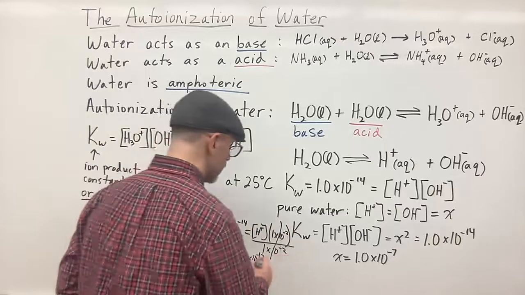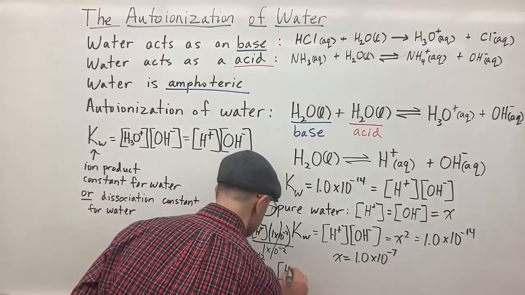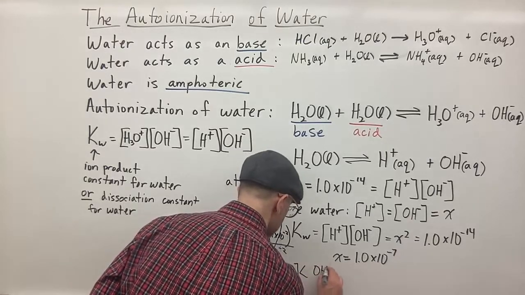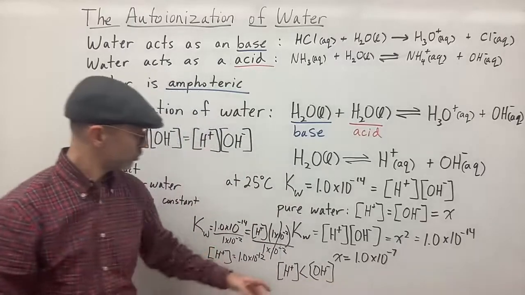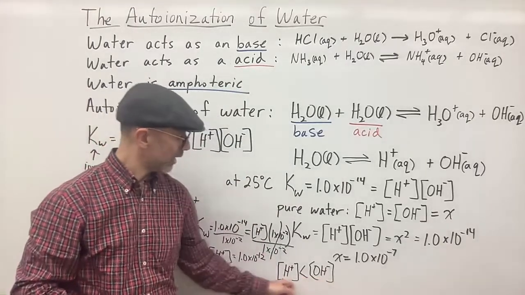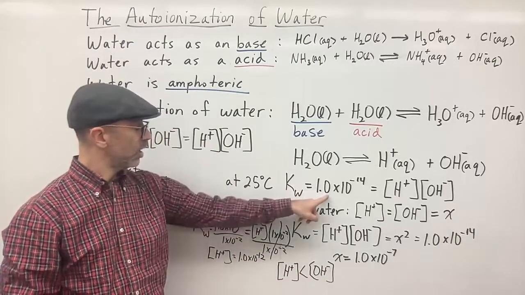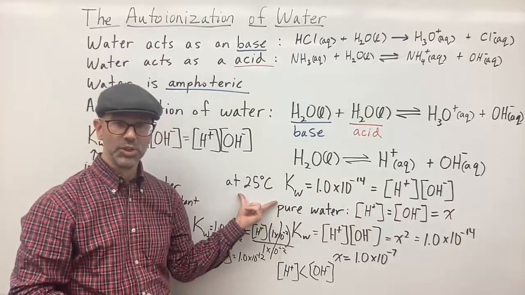So what do we learn here? We learned in basic solution, the H plus concentration is less than the OH minus concentration. But again, when you multiply these concentrations together, they are always going to equal 1.0 times 10 to the negative 14 at this temperature.